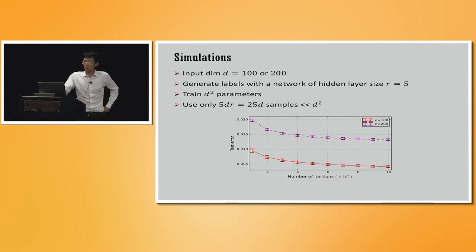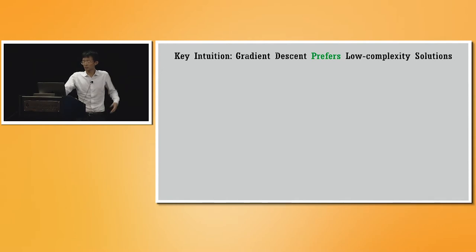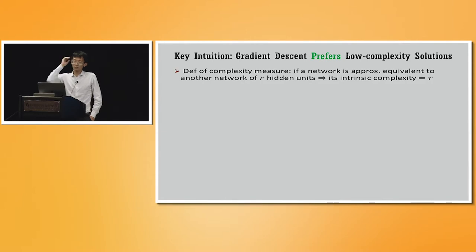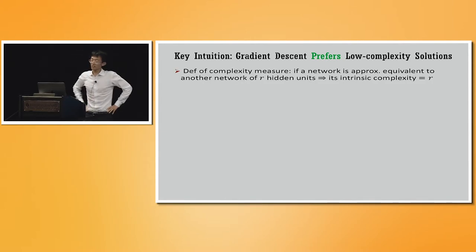So why can this be true? The key intuition, as we alluded to before, is that gradient descent prefers low complexity solutions. Let's flesh this out a little bit more. What's the definition of complexity? Here the definition is the following. If a network is approximately equivalent to another network of r hidden units, then let's call the intrinsic complexity r. So if a network is compressible to a size r network, then the complexity is r, but only approximately compressible.